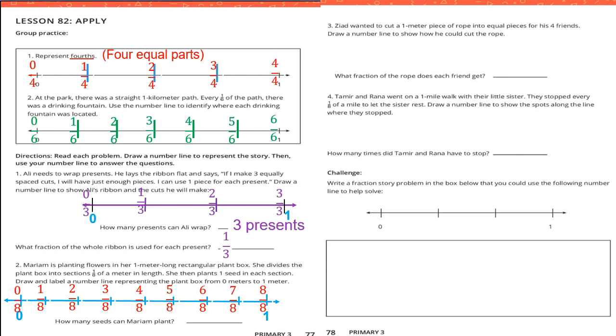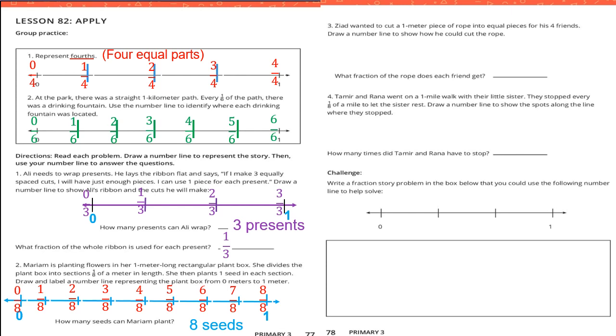Okay? We have a question down. How many seeds can Mariam plant? Okay, Mariam plants one seed in each section. And I said we have how many sections? 8 sections. So we have how many seeds in all sections? She plants one seed in each section. So 8 seeds.